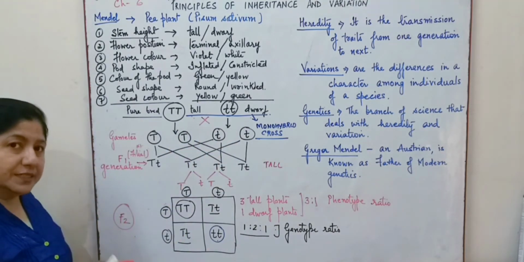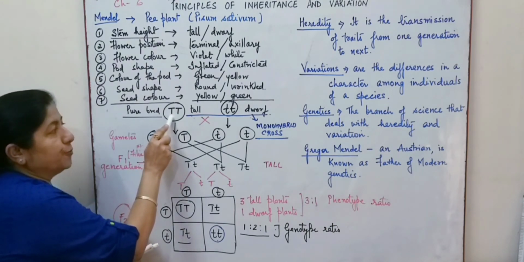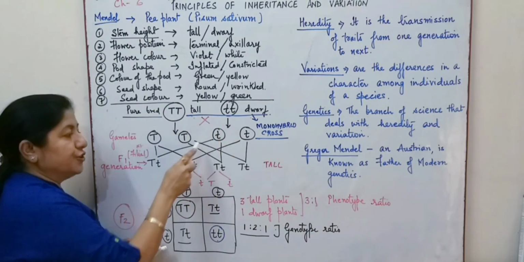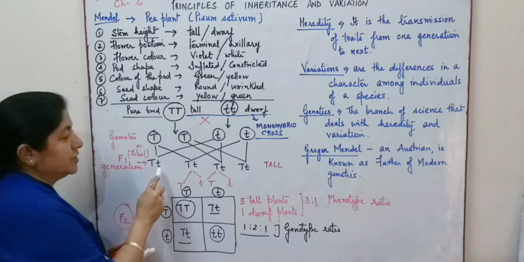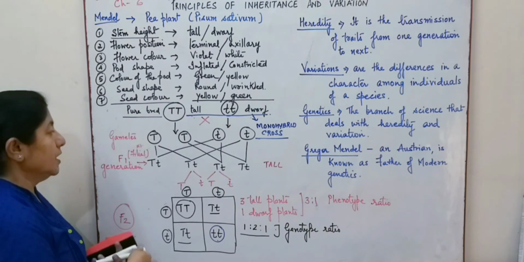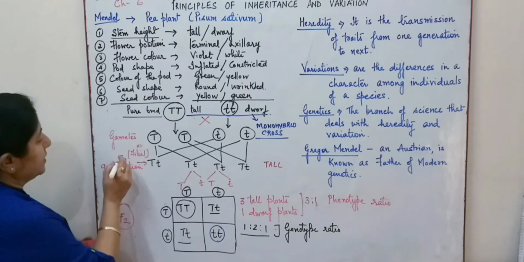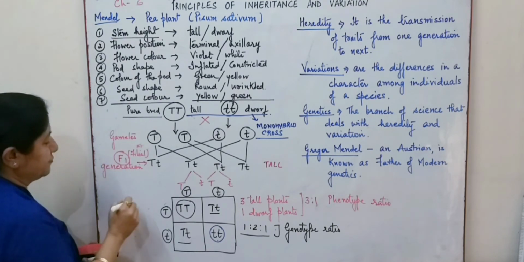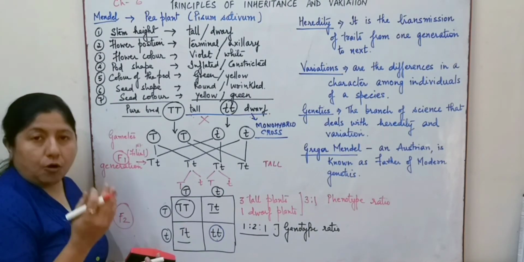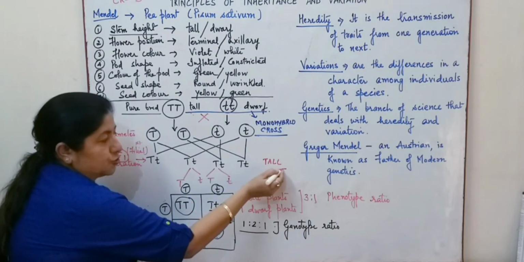So if we try to understand and think about certain points, when the purebred tall and dwarf variety were crossed, instead of getting the medium heighted plants, the tall plants were obtained in F1 generation. So F1 generation had all the tall plants, and when we are saying this for the F1 and F2 generation, we use the term filial. Filial means the offspring, that is the next generation. So here the next generation was all tall.